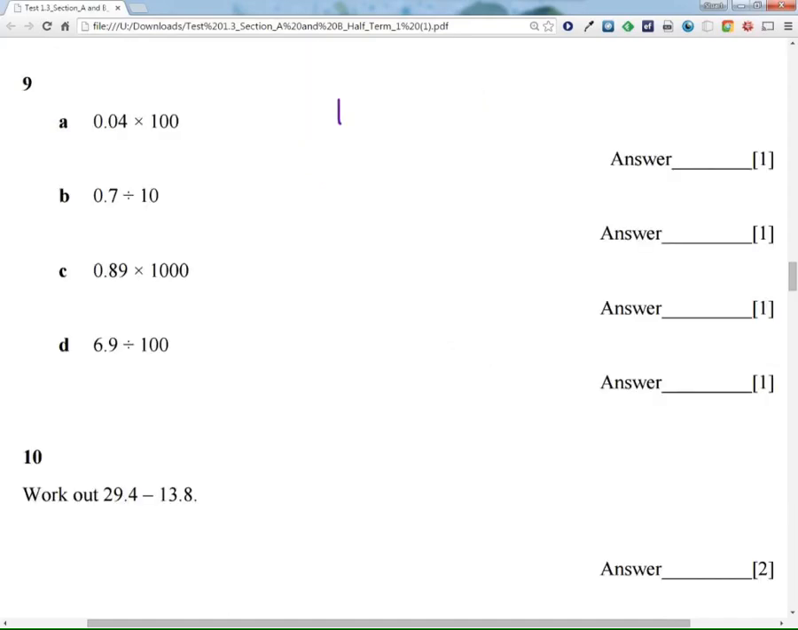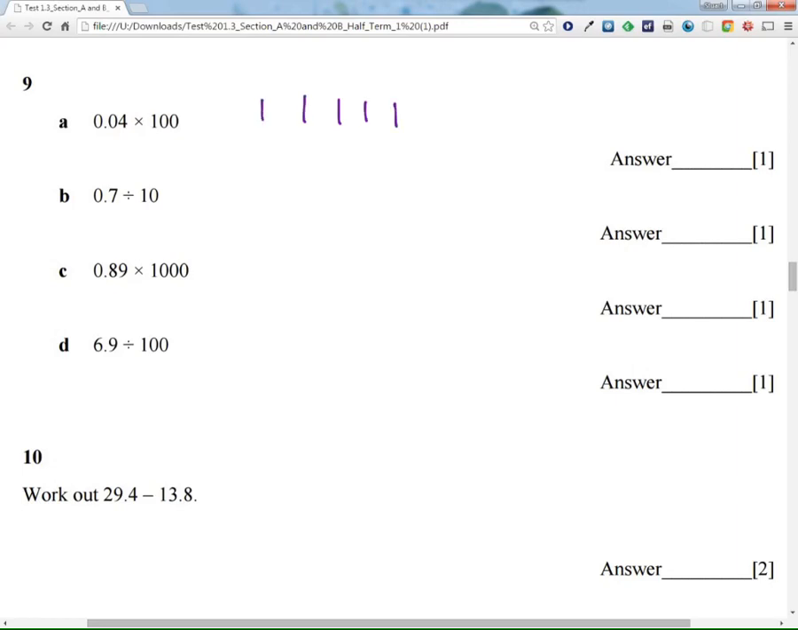Let's look at the next question. This should be fairly straightforward. I'm surprised I'm even having to talk about this question because it's just multiplying and dividing by tens, hundreds, and thousands. Okay? So 0.04 times 100. Well, we're just going to be shifting the numbers up 2 places.